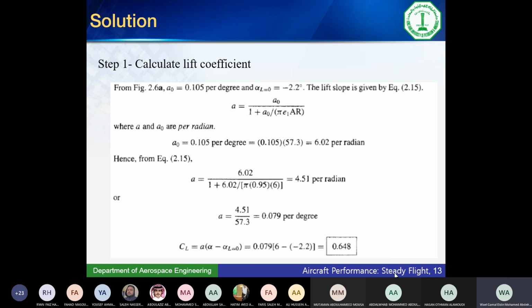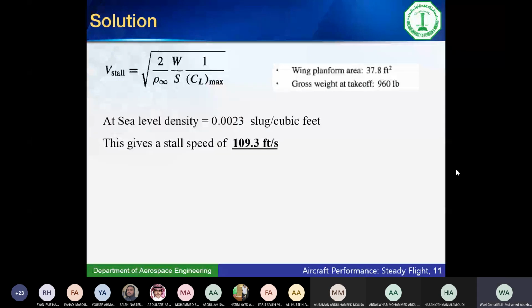Okay, back to my question: how to calculate the drag? I know the CL is 0.648. How are we going to calculate the drag? Any suggestions? Okay, Abdullah. Maybe you can calculate the induced drag, and then from the graph get the other part, add them together and get the total drag. Yeah, very good.